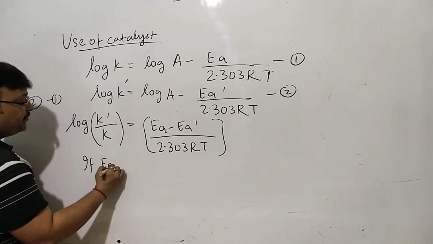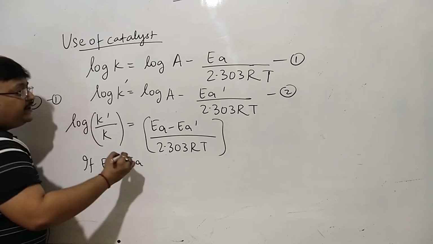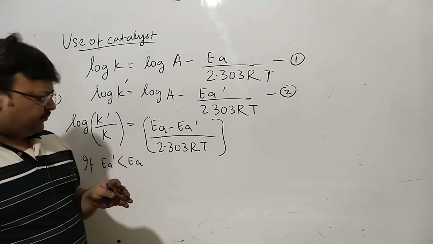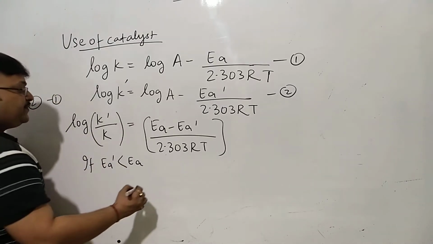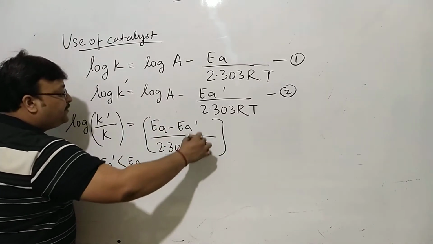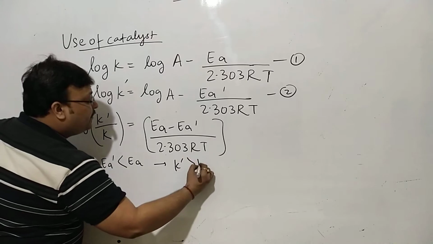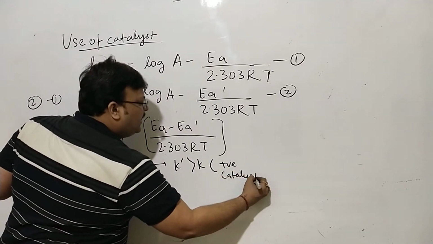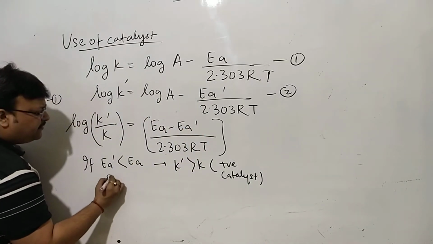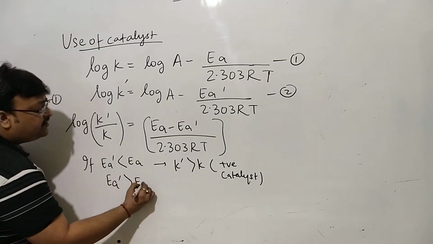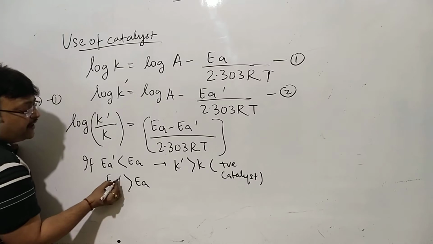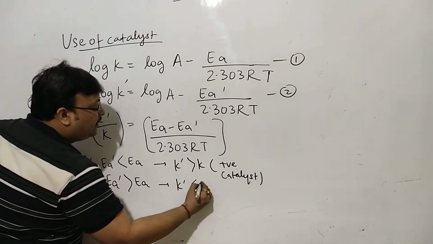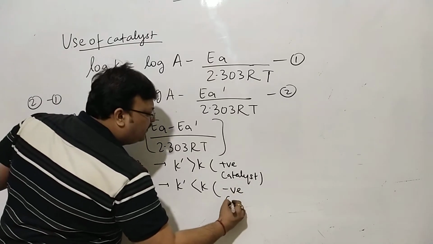And see, this is what is going to happen. If EA prime is less than EA, which means after adding a catalyst the activation energy is lowered, naturally all of this is positive, and K prime is more than K. It's a positive catalyst. And just in case a particular chemical changes the mechanism such that EA prime is more than EA, then this is negative and K prime is less than K, you call it a negative catalyst.